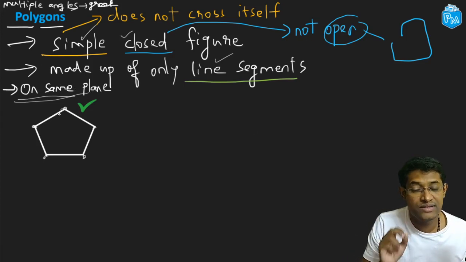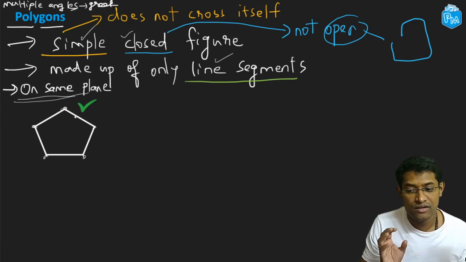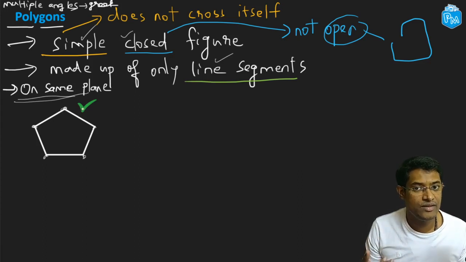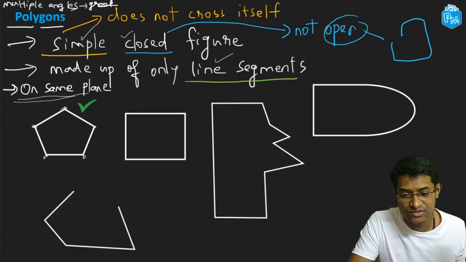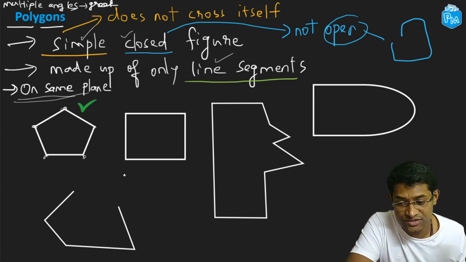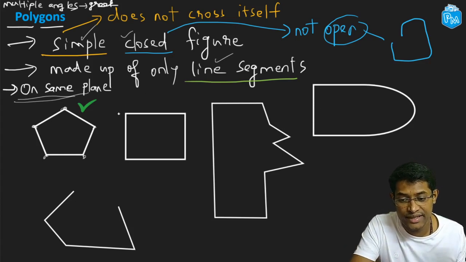I'm just putting in the seeds in your mind so that you can connect with them when we come to 3-dimensional geometry later. All right, now let's have a few figures over here. We'll try to identify whether each of these are polygons or not, and remember, all of these are 2-dimensional figures for now. All right, now the first one, is it made up of only line segments? Yes, so this condition is satisfied.